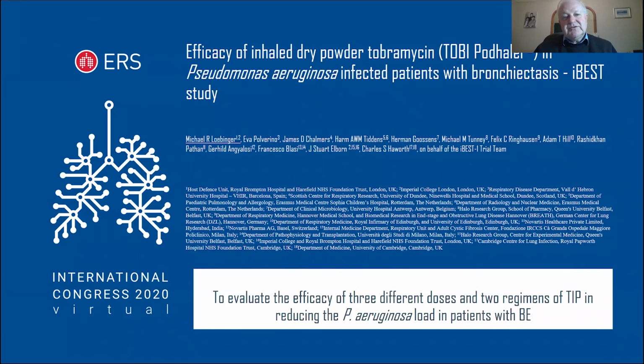I'm now going to move on to share the results of the IBES study, which was designed to determine the efficacy of inhaled dry powder tobramycin by Paul Taylor on Pseudomonas infected patients with bronchiectasis. And the aim of the study was to evaluate 3 different doses and 2 regimes of TIP in reducing Pseudomonas aeruginosa density in people with bronchiectasis.